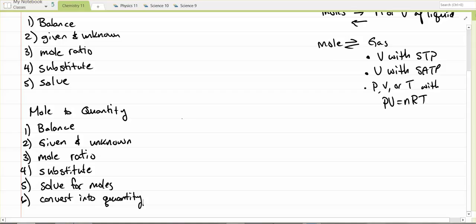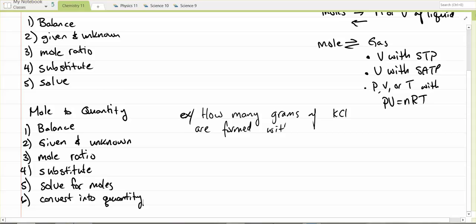Okay, so let's do an example. So let's do a simple one. How many grams of KCl are formed when potassium chlorate decomposes?